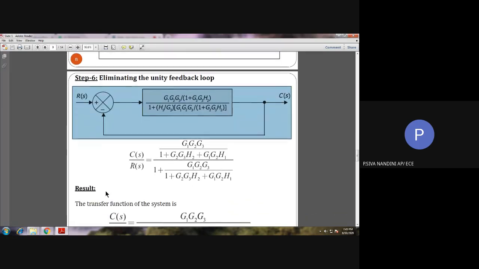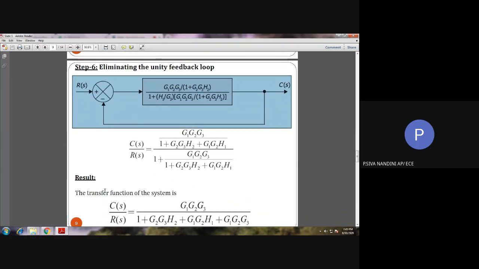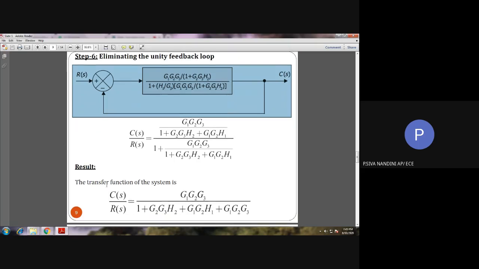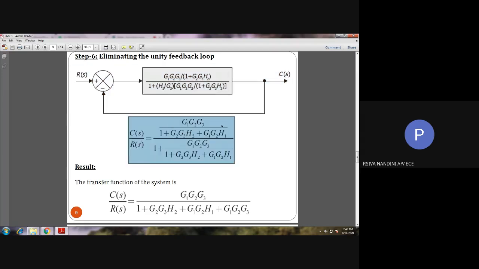Okay. So we can take it as a negative feedback loop and we can use the same formula for reduction. What is the formula for reducing the negative feedback loop? G by 1 plus G into H. So here instead of G we are having this term, and instead of H we are having 1. So substituting, we'll be having the values after substitution like this. Here if you see, you can take the LCM for the denominator. And if you see the numerator and the denominator, we are having 1 plus G2 G3 H2 plus G1 G2 H1 common for both the numerator and denominator.